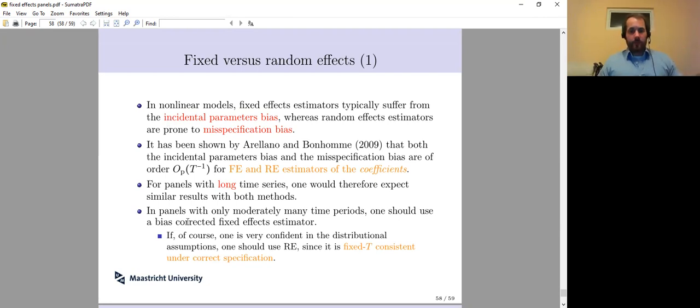However, if t is small, you should use these bias-corrected fixed effects estimators because these have an error of order 1 over t squared instead of 1 over t. Nevertheless, to be fair to random effects, if you are very sure of the distribution that you impose on the alpha, of course you should use random effects, because after integrating out the alphas, random effects is efficient. It's perfect because we use the vanilla maximum likelihood theory. So if you're very sure about your specification, random effects is the best. Otherwise, for small t, fixed effects is probably better.